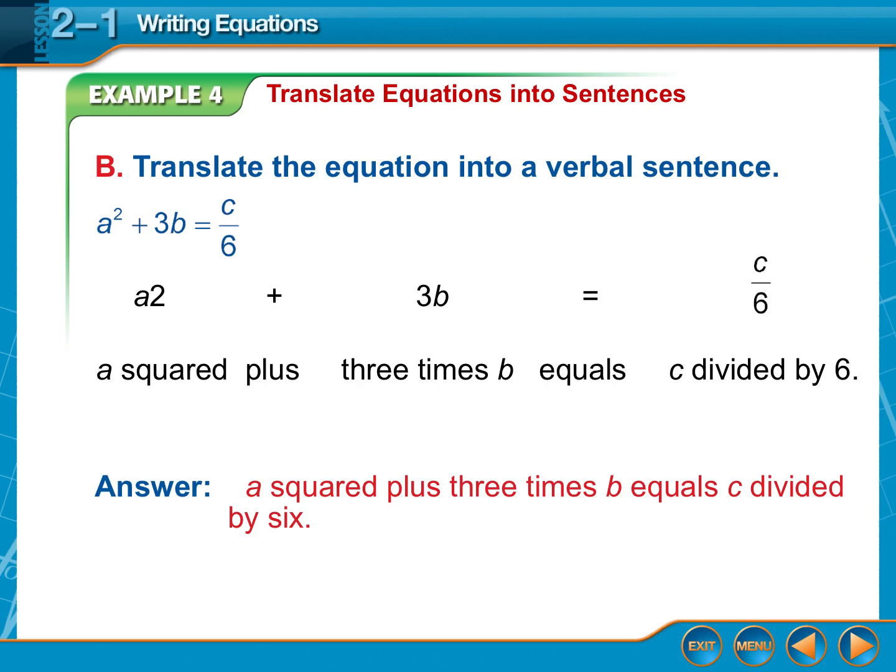Try this one. Someone read this one. A squared plus 3 times b equals. Yep. This 2, what does this mean? Squared, not times 2, right? This, what's happening here? Multiplication. What's happening here? Divide. Yep.